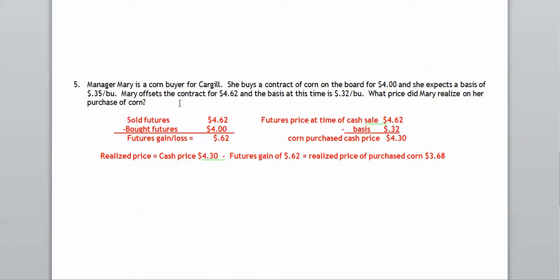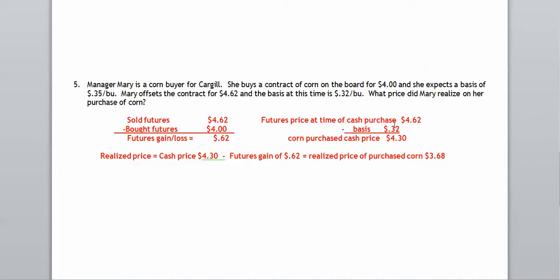Manager Mary is a corn buyer for Cargill. She buys a contract for $4, expects a 35-cent basis. She offsets the contract for $4.62. So she bought for $4. She offsets or sells at $4.62. That's a 62-cent gain on the futures. Her futures price at the time of their cash purchase is what this should say. It doesn't, but it should.